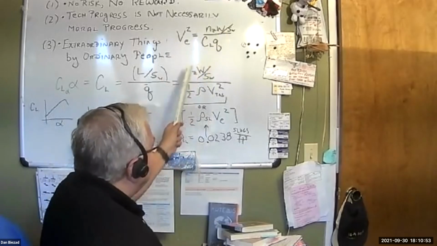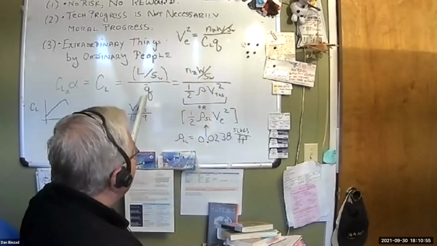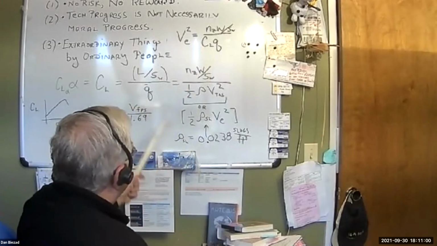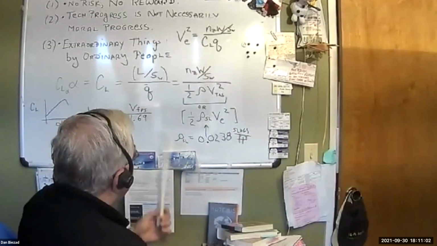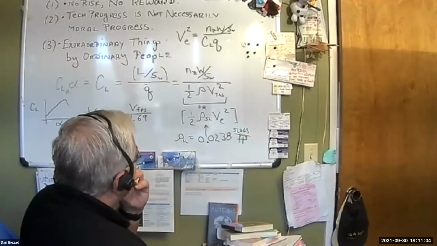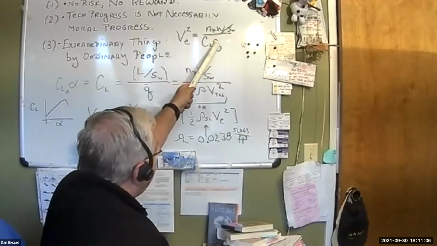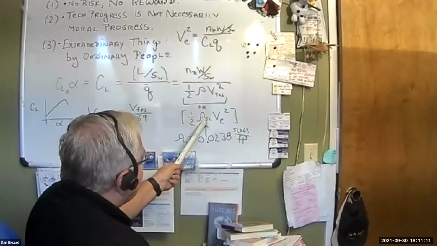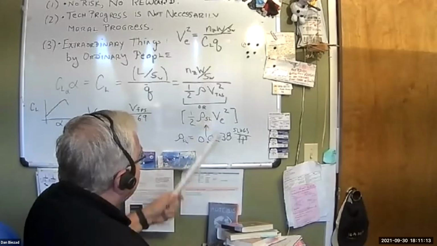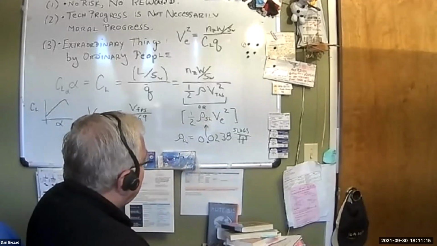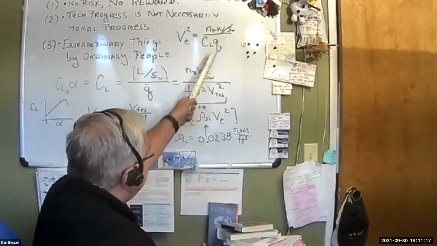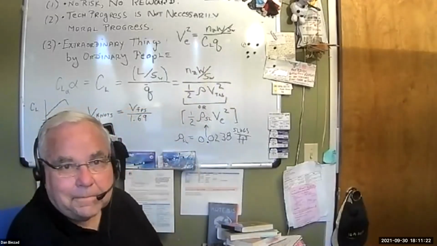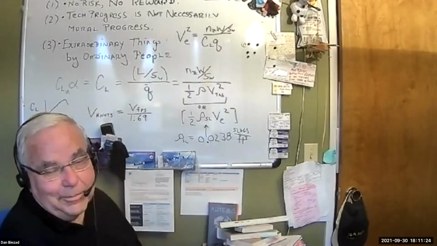That's the same numerator, but the denominator has C sub L in it, right? Right. Doesn't Q equal 1/2 rho sea level VE squared? Yes. So if you put this in there, are you going to get the same equation as this? No. That's all I'm asking.